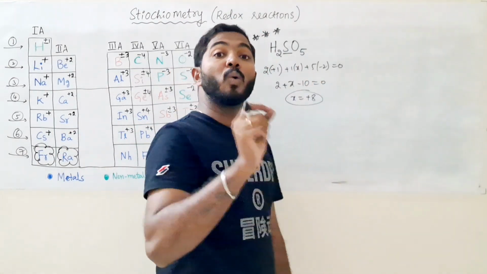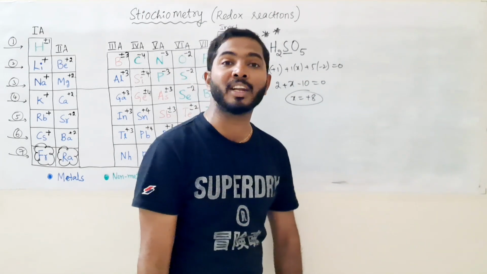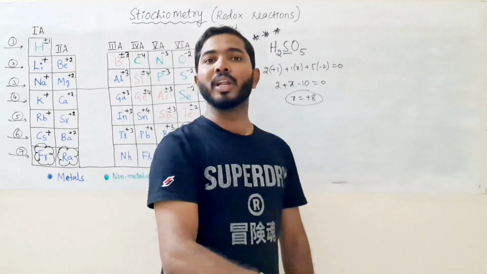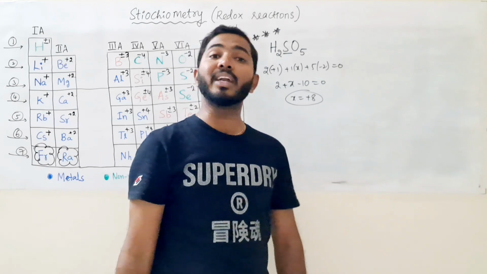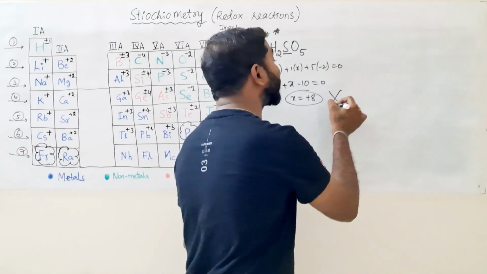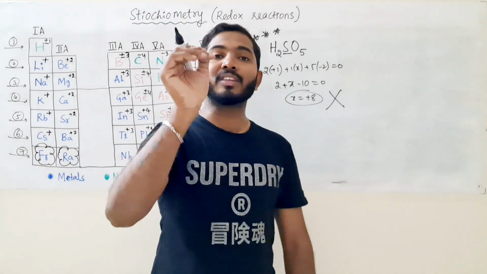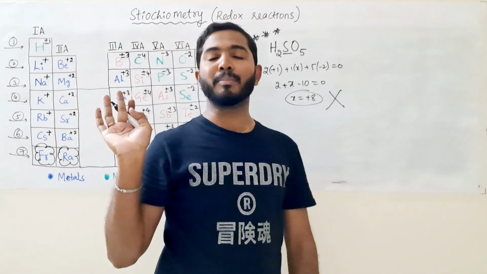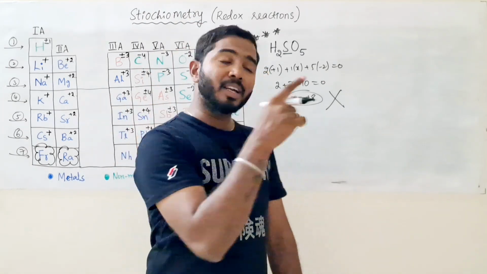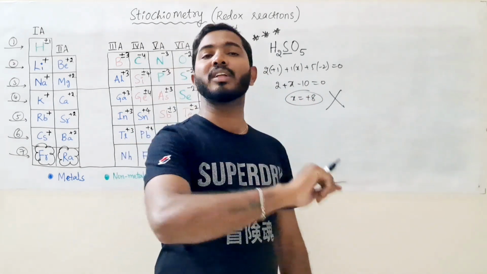For sulfur, what is the maximum possible oxidation number? It is plus 6 only. But how come plus 8 is possible? Obviously, this is wrong. The possible oxidation number for sulfur is plus 6 maximum. But here we are getting plus 8, so obviously this is wrong.